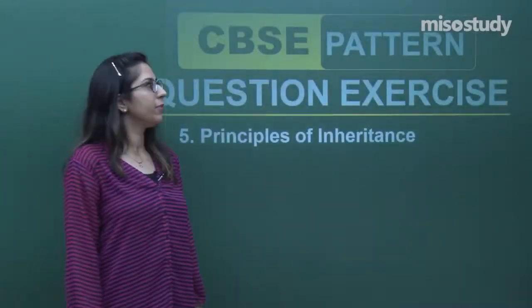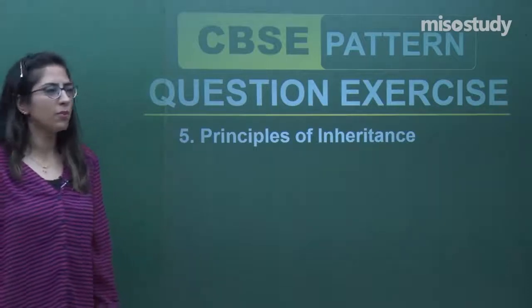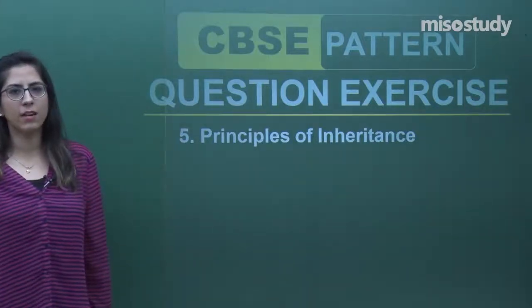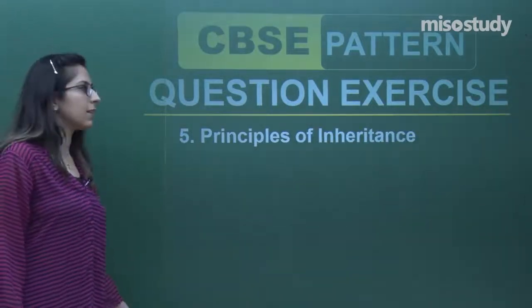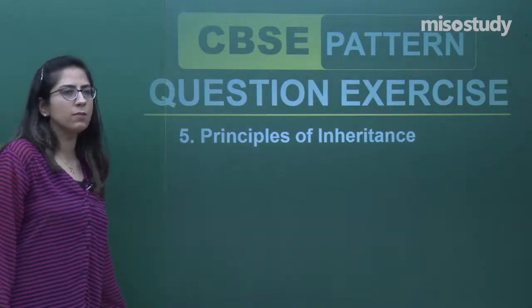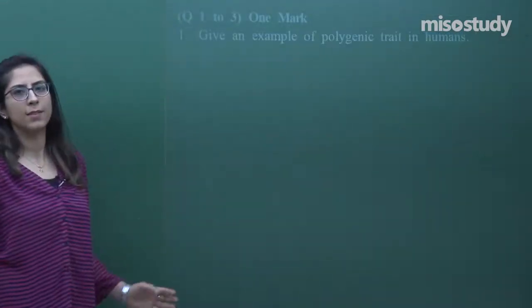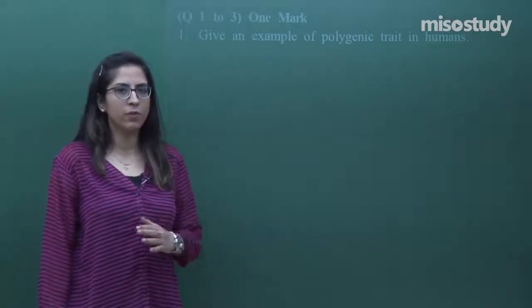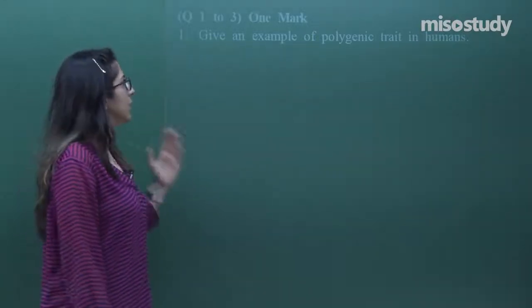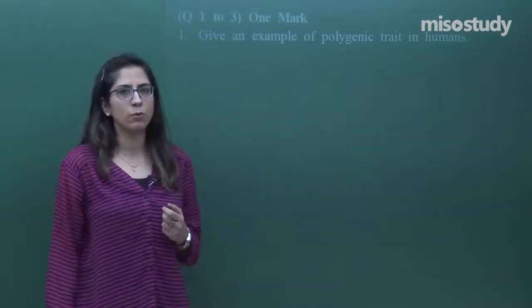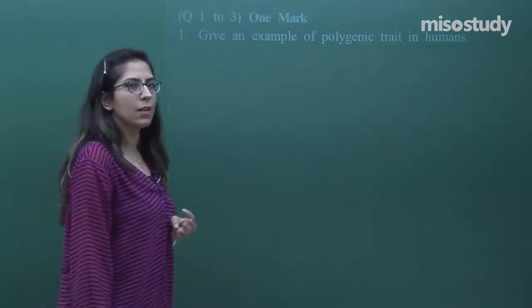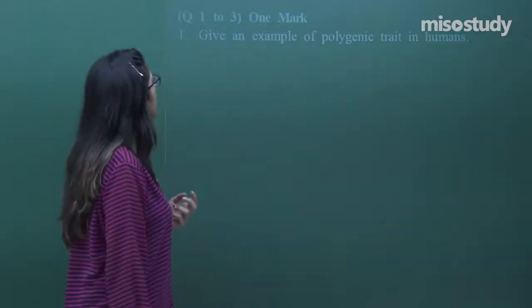In today's session, we will be talking about some questions from the chapter Principles of Inheritance and Variation. So let's discuss the questions. Some questions from 1 mark, some questions from 2 marks and some 3 and some 5 marks question we will be discussing in today's session. So let's start today's session with the 1 mark question. So 3 questions are there which is of 1 mark. Let's focus on the first one.